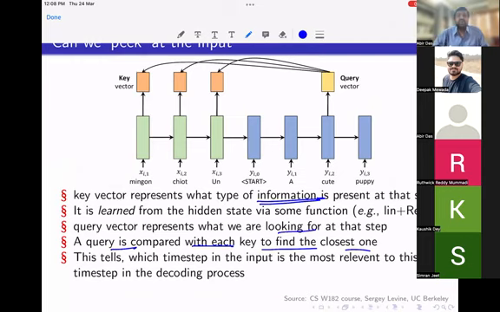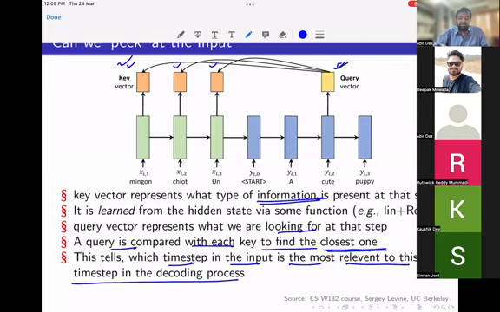So you need to query this information given by the key. You are basically comparing the information that the query is seeking with the information that the keys are providing, and you find the closest one, the one that you can think of as answering the query. This tells which time step in the input is most relevant to the time step in the decoding process.